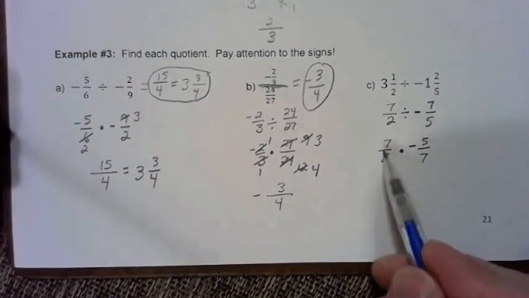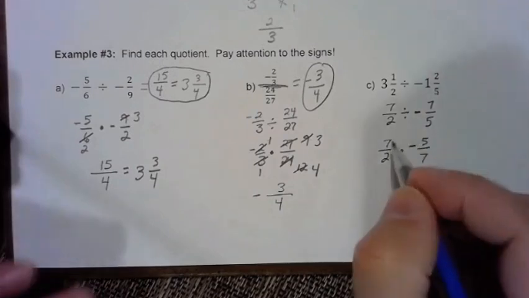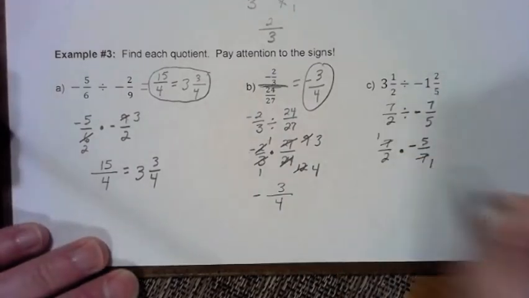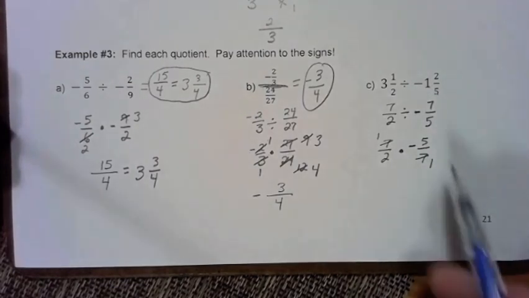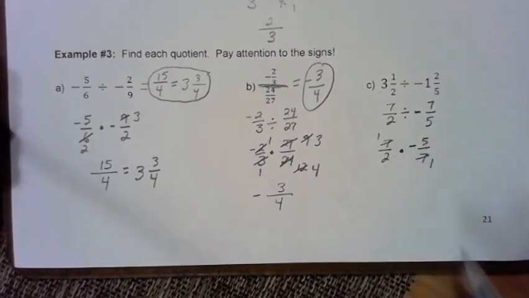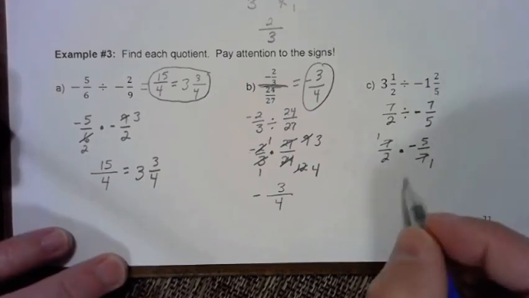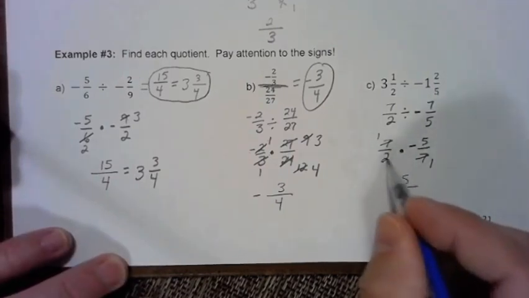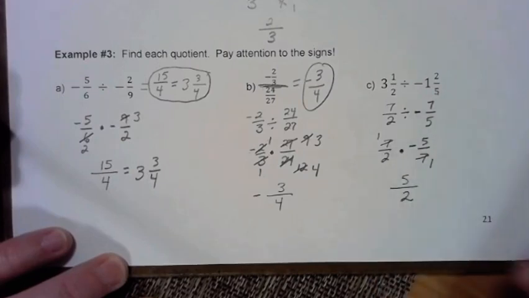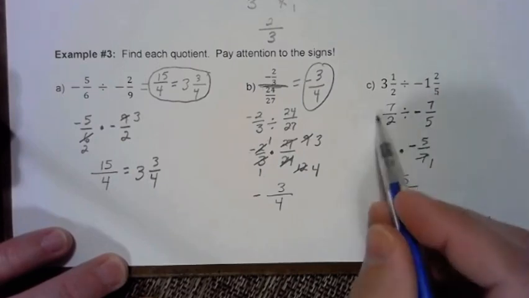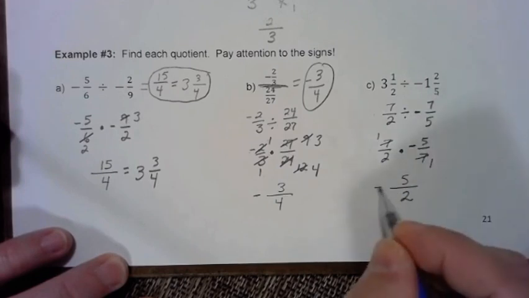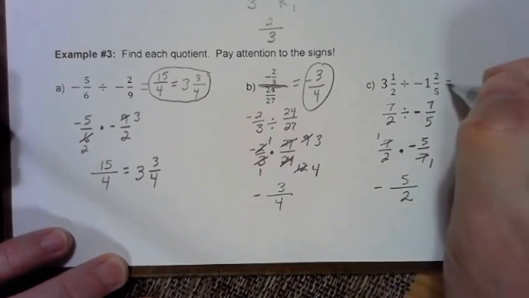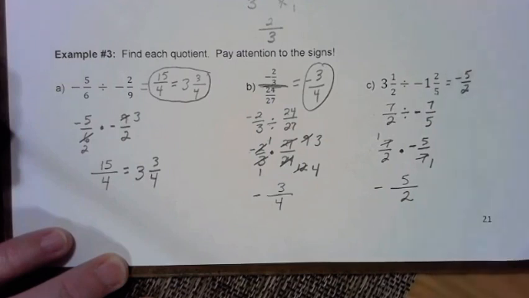We definitely can. 7 in the numerator, 7 in the denominator. 7 goes into itself once. No other simplifying can be done here. 5 can't simplify with 2, and so we go ahead and multiply. 1 times 5 is 5 in the numerator. 2 times 1 is 2 in the denominator. Positive divided by negative, the answer here is going to be negative. So I could say negative 5/2 is the quotient.